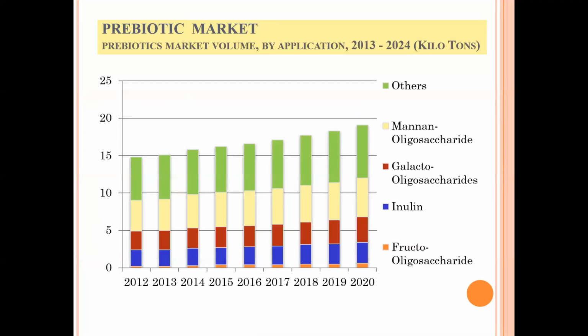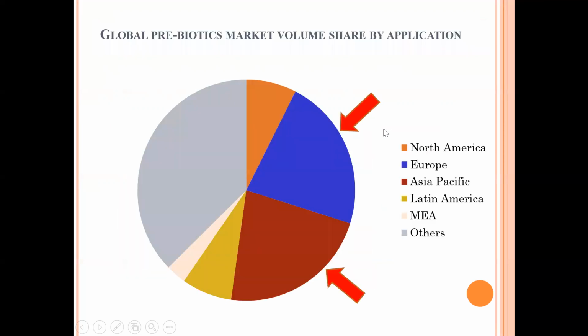Regarding the prebiotic market, we can find that the trend in using prebiotics is ever increasing from 2012 to 2020, and the market is showing this type of increase. And the global prebiotic market volume share by application reveals that apart from the others, North America and Europe are the main users of prebiotics.